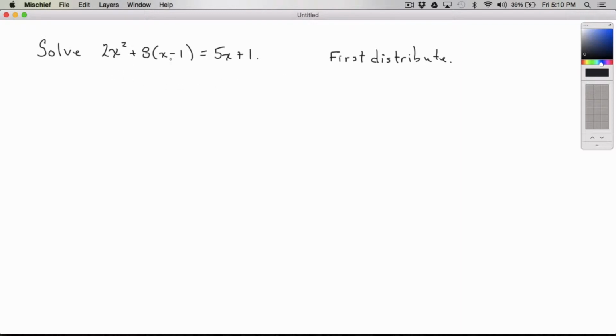When I do that, I'm going to distribute the 8 through the parentheses. So 8 times x, and then 8 times negative 1. This gives me 2x squared plus 8x minus 8 equals 5x plus 1.